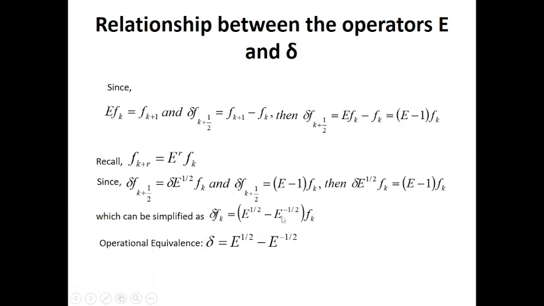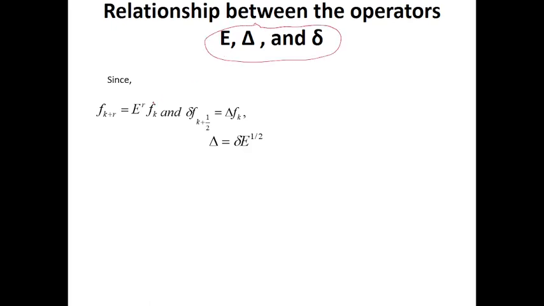So we proceed, no? Since f sub k plus r equals e to the r f sub k, and delta f sub k plus 1 half, so ito naman ang relationship between the operators E, delta, and delta. So yung tatlo magkasama na sa isang equation. Okay? So since alam natin ito, at alam natin din ito, na equal yan, diniscuss ko kanina, no?